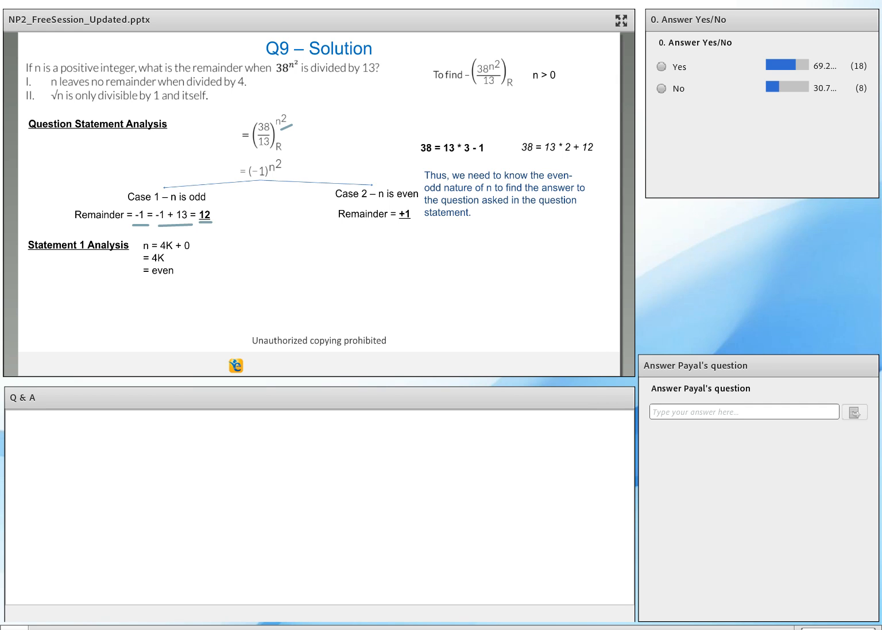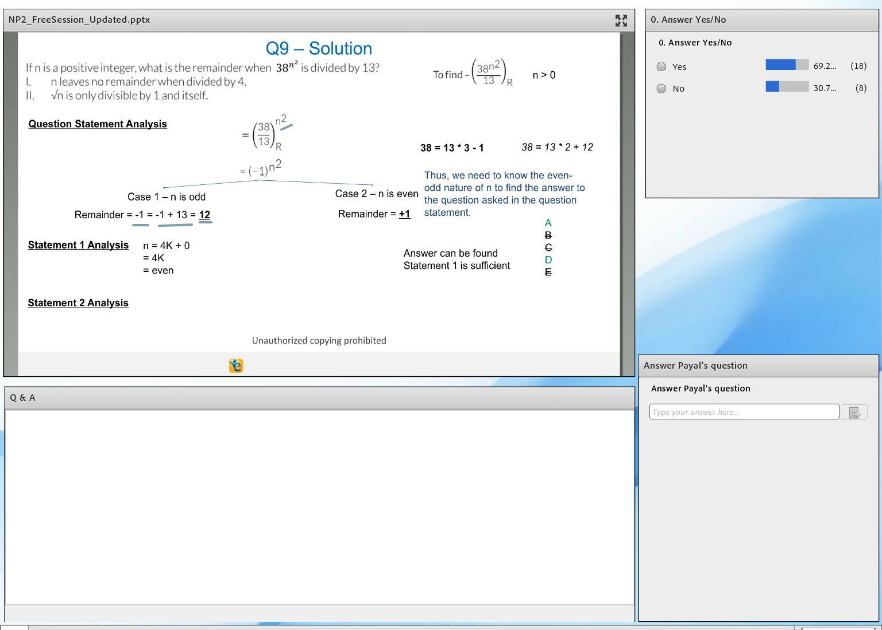Let's look at statement 1. Statement 1 says that n leaves no remainder when divided by 4. All this is saying is that n is an even number, which means that you got your answer, right? So the answer can be found. So statement 1 is sufficient.